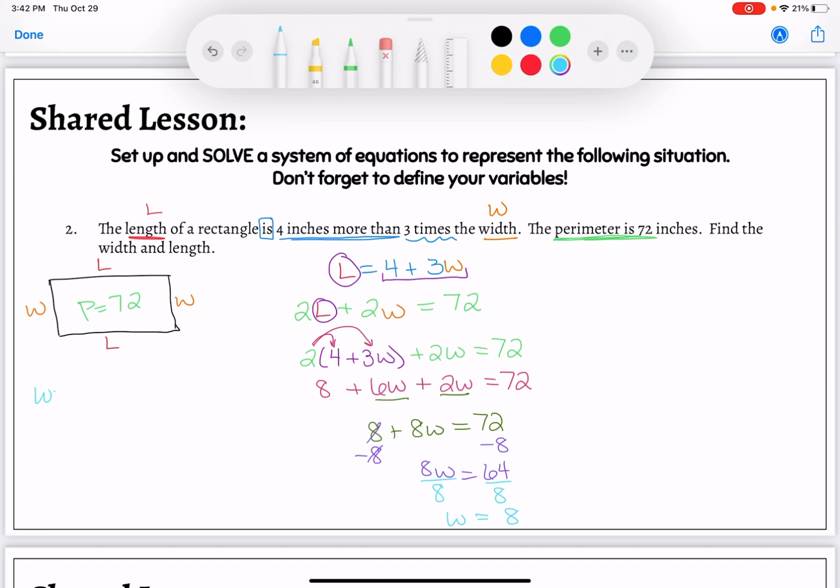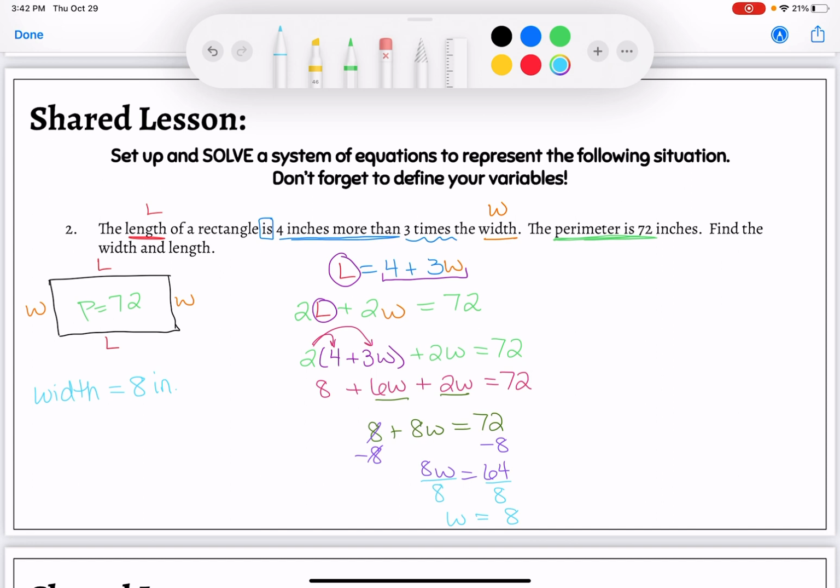So my width equals 8, what are we talking about? Inches. So again, being very clear when we are labeling our answers, we don't just label it the units, inches, which we have to, but we also say which one it is. The width is 8 inches.